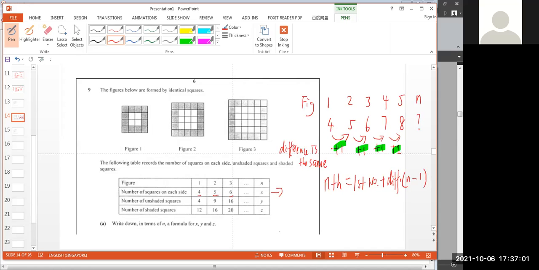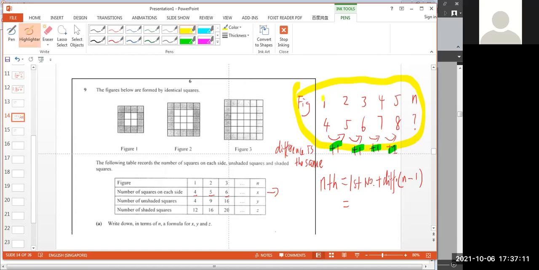So can I ask you, in this question, which one is the first number? Figure 1, figure 2, figure 3. Which one is the first number? 4. First number is 4. So I replace the first number with 4. So what's the difference in this case? The difference is 1, plus 1. Must write down the plus as well. Plus 1. Okay, after that, done.